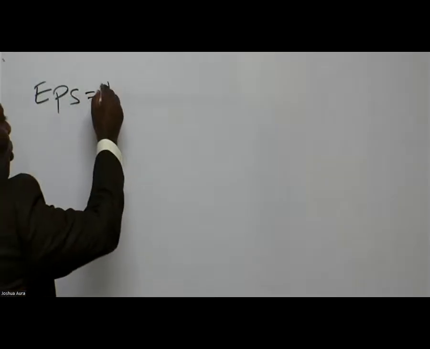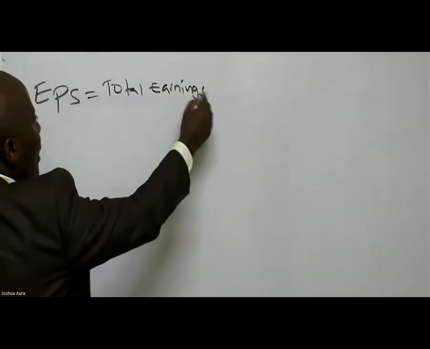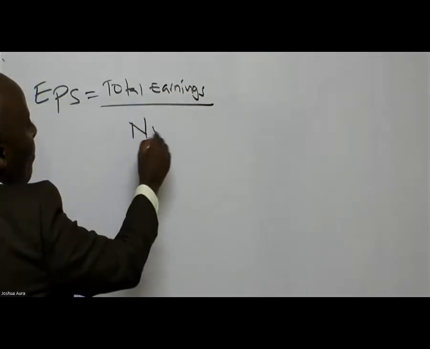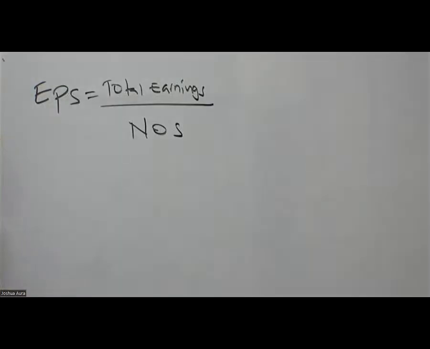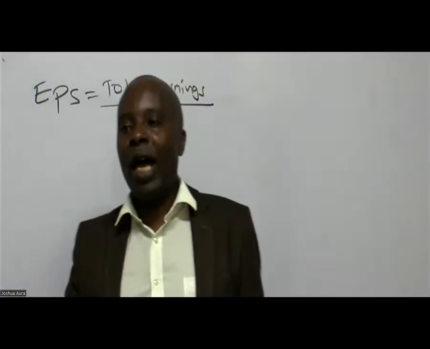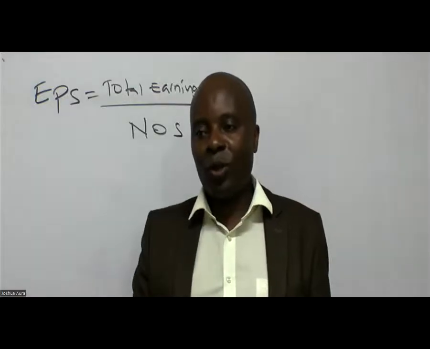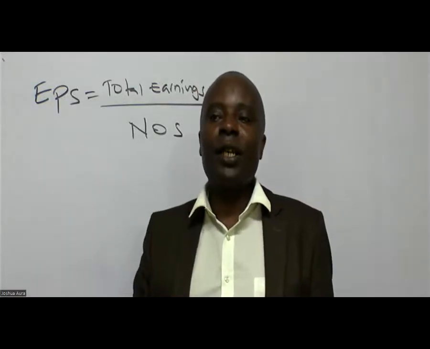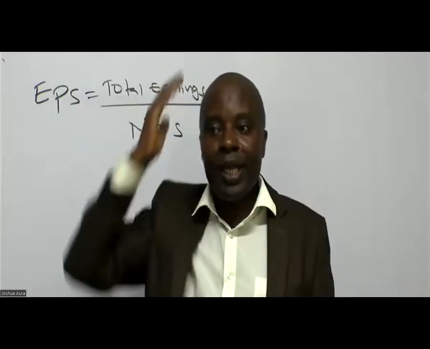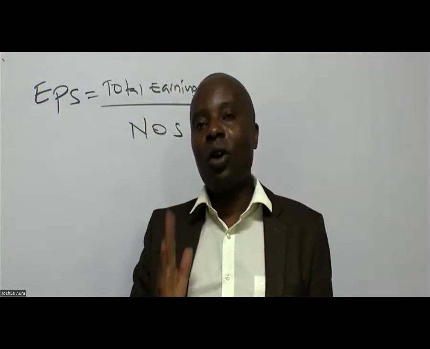Basically, we shall take what we call the total earnings, all over number of ordinary shares. So please ensure you're writing these things as we progress. Anytime they want us to give them EPS, we shall always work with the total earnings all over number of ordinary shares.